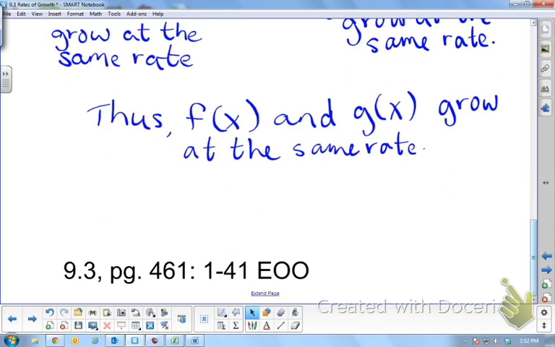Okay, so I don't think we've done an EOO before. Do you guys know what I mean by EOO? Every other odd. Every 4 problems. So you're going to do 1, 5, 9, 13. No, it's really only 10 problems total.